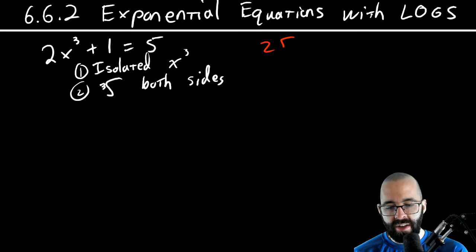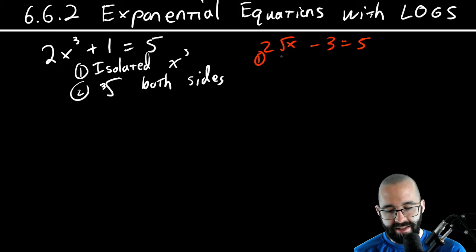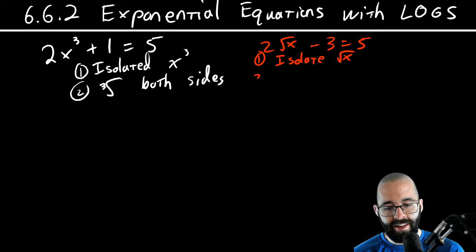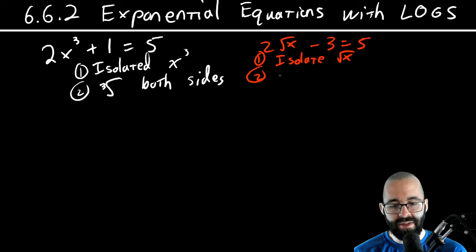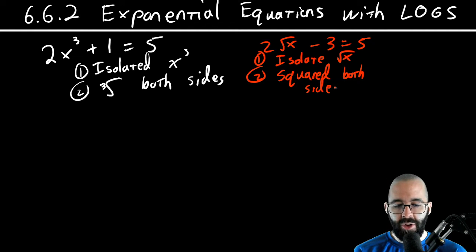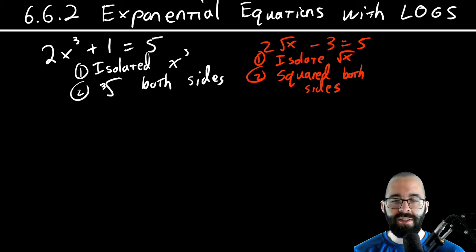Maybe we're looking at solving a square root equation. We isolated the square root, and then we took the inverse function of both sides. And we've done this with a whole bunch of different equations. Exponential equations are not going to be any different.